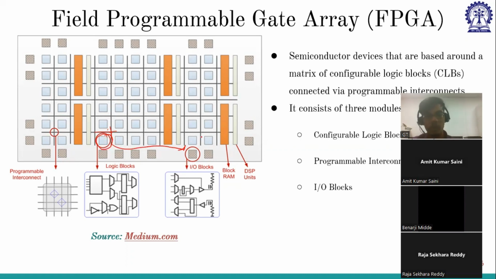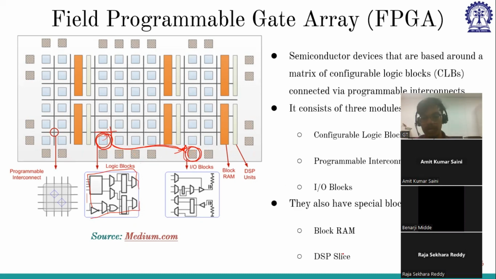So it has mainly three modules. One is the logic blocks, where whatever code we are dumping will be converted into the configurable logic blocks, and the programmable interconnect connects these logic blocks to the input-output pins. All these things will be mentioned in the code: which input-output pin we'll be using, and whatever code we'll be writing, which will again be discussed in the future. The interconnect directly connects the configurable logic block to the input-output block, and the FPGA also has special blocks called block RAM and DSP slice.